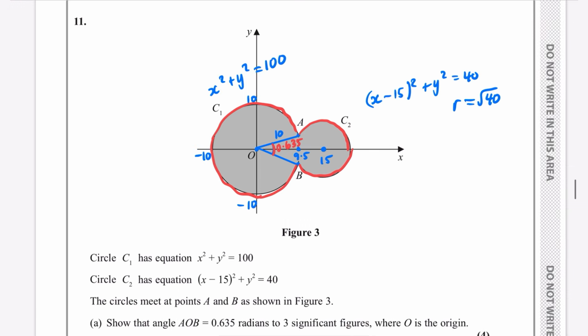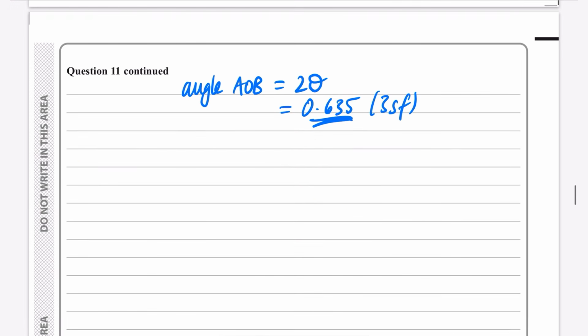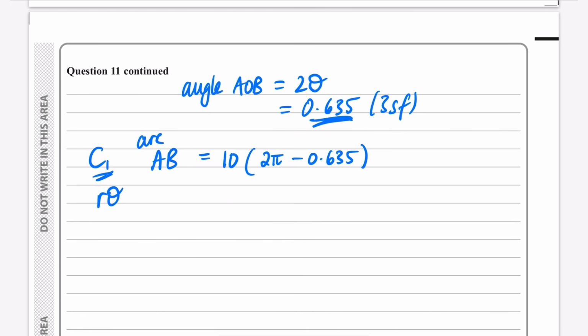Okay, so the large part for C1 between A and B. So for C1, AB, well, we have the formula for the arc length. The arc length is just r theta. So AB, the arc AB, is the radius multiplied by theta. Now, if the inside angle is 0.635, the total angle is 2 pi, so we'll minus 0.635 from that, and we'll find out what that is in just a second.